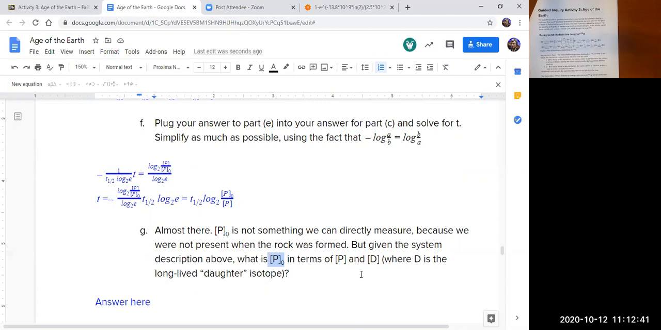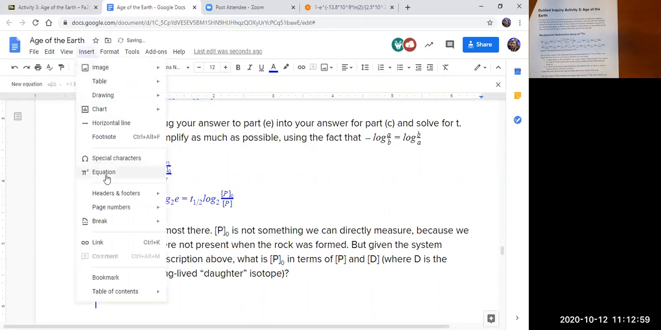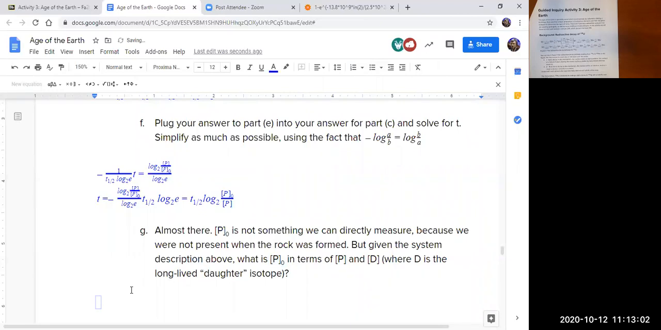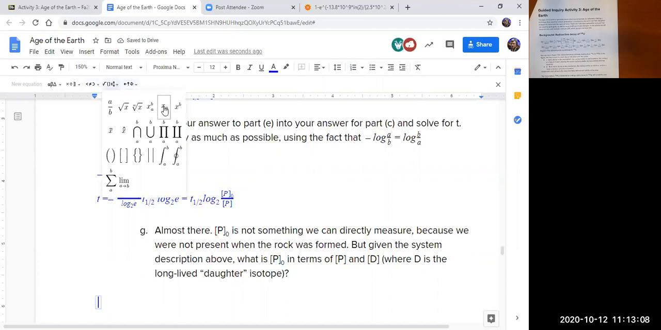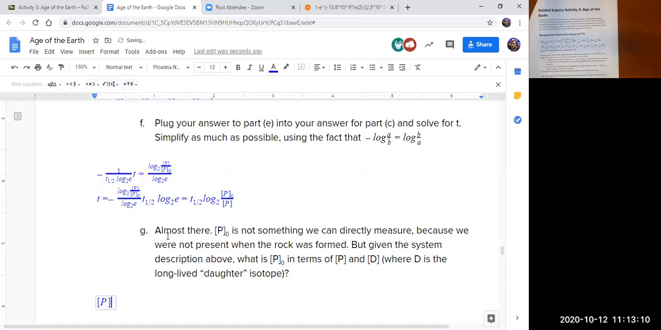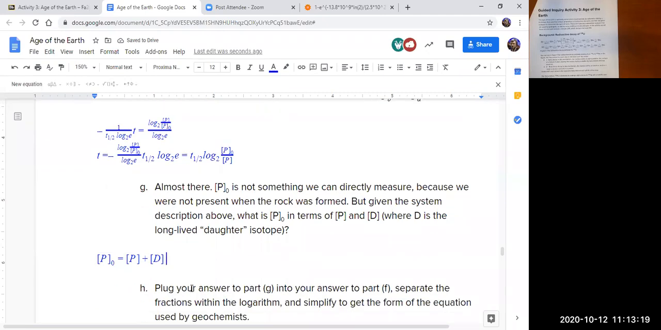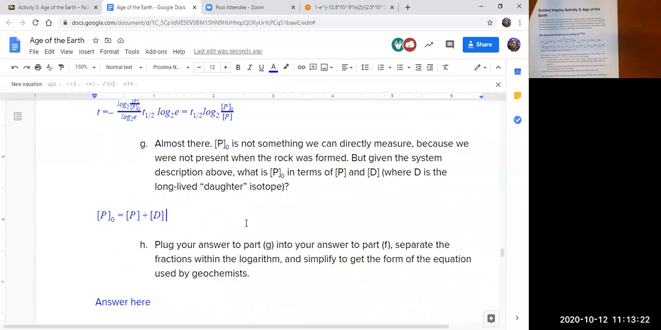Well, we actually gave you that earlier back in problem 2, but let's just think about it. Every time a P goes away, it forms a D. So P naught is just the sum of P and D. So our expression here is, I need a subscript, P naught equals P plus D. That's the answer to G.